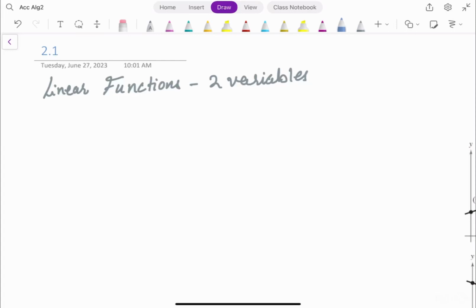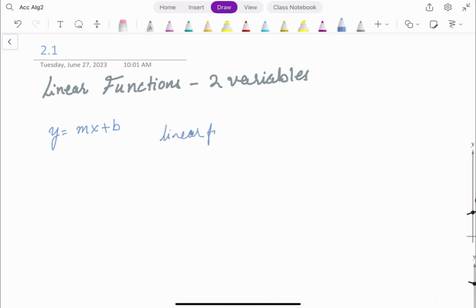Welcome back. Today we will be starting Unit 2.1, which talks about the linear functions in two variables. We are quite familiar with the linear functions ever since you did Algebra 1. So the simplest form we can write is y is equal to mx plus b. This is my linear function. The reason is, if I graph this, it will be a line. So line, linear, right? The spelling of linear is line and then AR is added to it. So that defines a linear function.